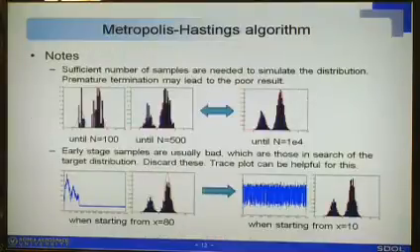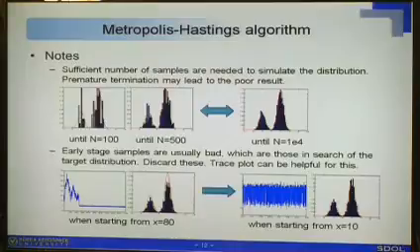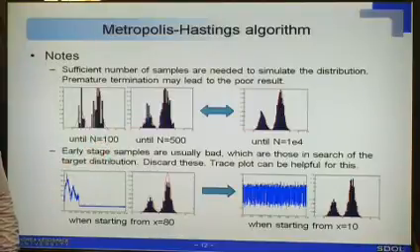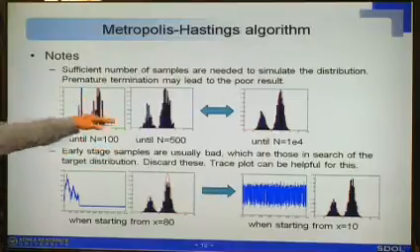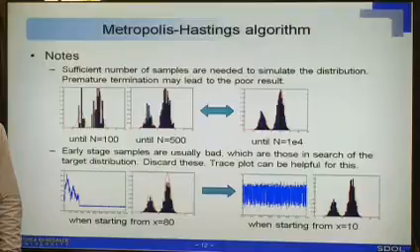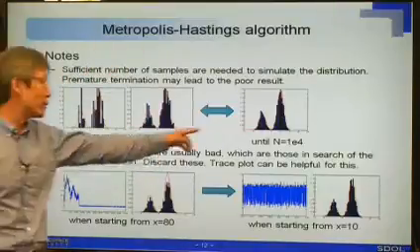I have some notes on this process. The first one is very obvious, no doubt. If we have only a small number of samples, that is not likely the true solution. So at the early stage, the histogram will be very bad. And only if you have a sufficient number of samples, you will get the solution.